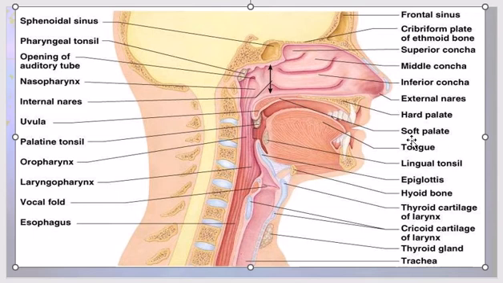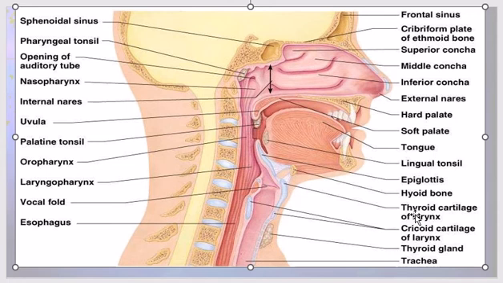Now coming to the next part, your tongue. Next is your lingual tonsil. This is your lingual tonsil. Now the epiglottis. This is your epiglottis. Then the hyoid bone. What is the main activity of the hyoid bone? It helps in the vocal process. Now the thyroid cartilage of the larynx. This is the thyroid cartilage.